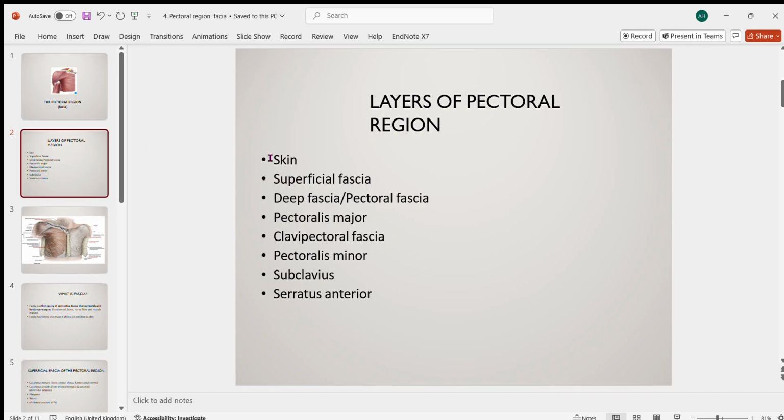First of all, we'll encounter skin. When we remove the skin, we'll see the superficial fascia. After that, there will be deep fascia, and in the case of the pectoral region, it will be the pectoral fascia. Then is the pectoralis major muscle. When we remove the pectoralis major muscle, there will be clavipectoral fascia. Then will be the pectoralis minor muscle, the subclavius, and the serratus anterior muscle. These are the four muscles of the pectoral region: the pec major, pec minor, subclavius, and the serratus anterior.